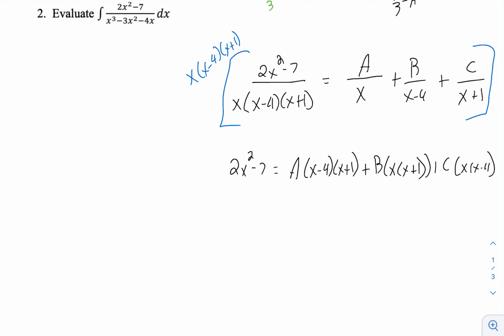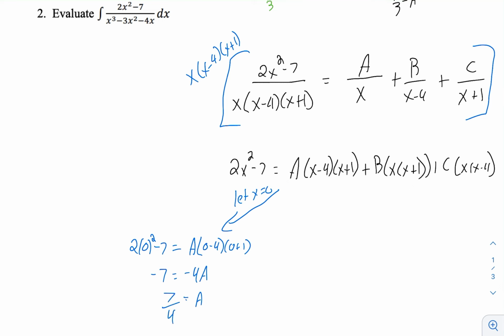All right, and we'll do that same thing, but now we're going to have 3 let statements. For our first let statement, let x equal 0. I'm going to go with my first term. So when x is equal to 0, we'd have 2 times 0 squared minus 7 equals, now everything that has just an x cancels out, so the b and the c are gone. And we'll say a times 0 minus 4 times 0 plus 1. As we solve this, we have negative 7 is equal to negative 4a. So a is equal to 7/4.